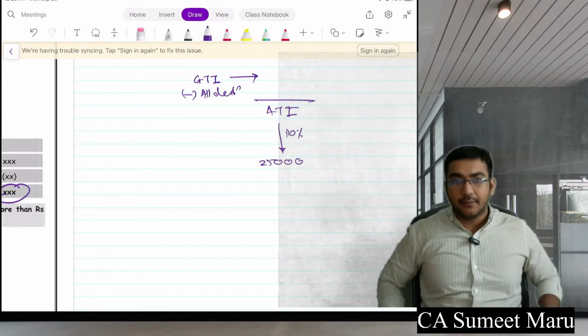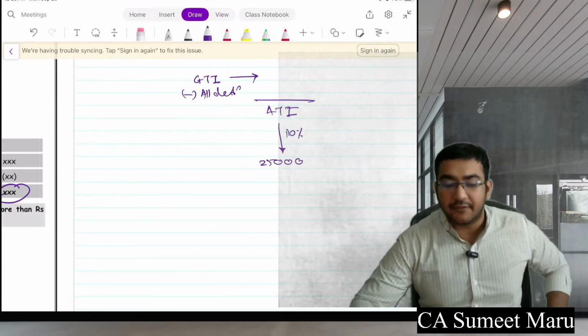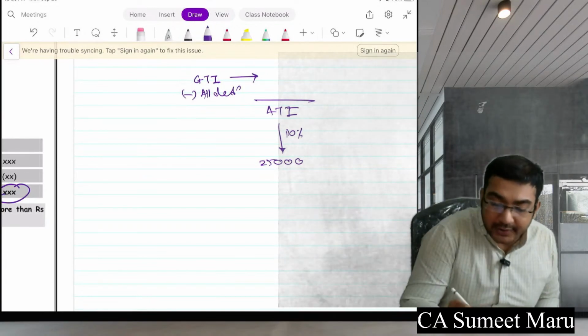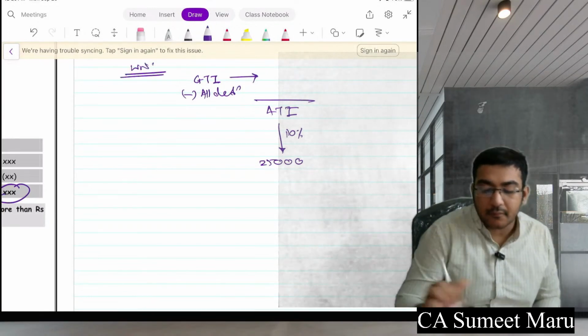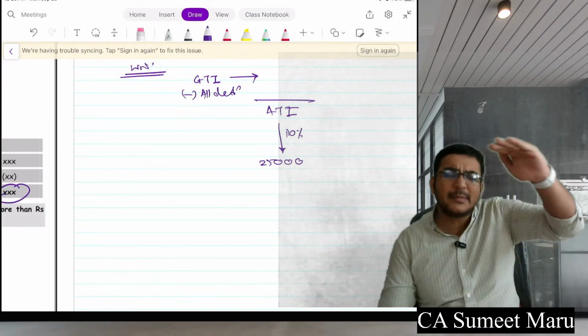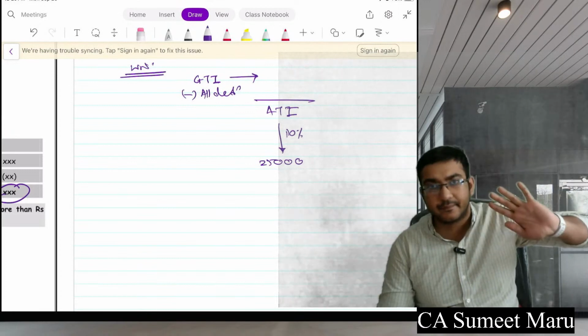This is very clear for you. Everyone, is this clear for you? Gross total income minus all deduction. We are doing this working note. Okay, this is working note. They'll give you ATI. 10% of ATI is the maximum limit of deduction you can get.